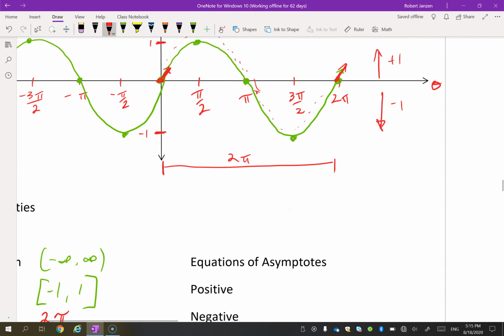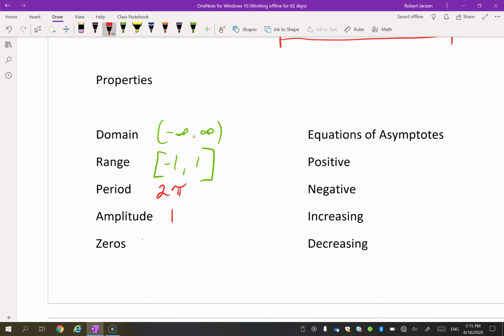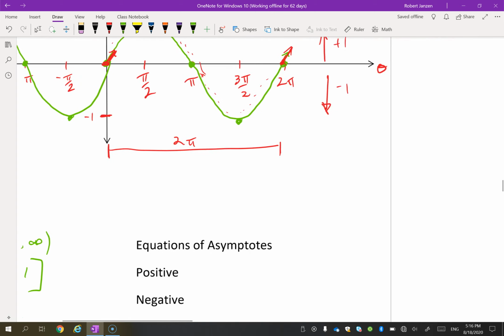The zeros are the x-intercepts. Where do they happen? They happen at 0, at pi, at 2 pi, etc. The easiest way to say that is k pi, where k is an integer. Because if k were 0, we would have 0. If k were 1, we would have just pi. If k were 2, we would have 2 pi, then 3 pi, etc. Equations of the asymptotes? Well, there are none.